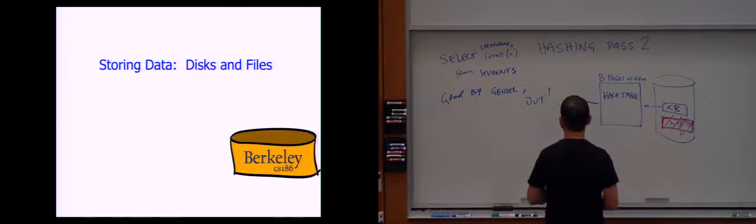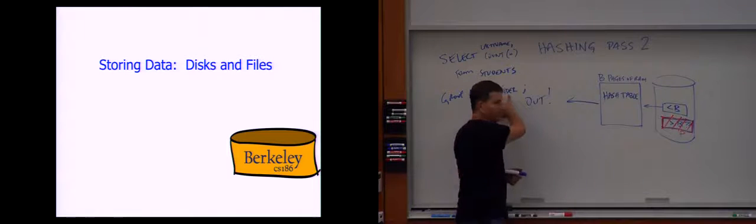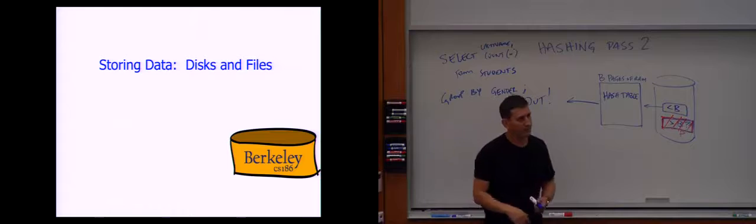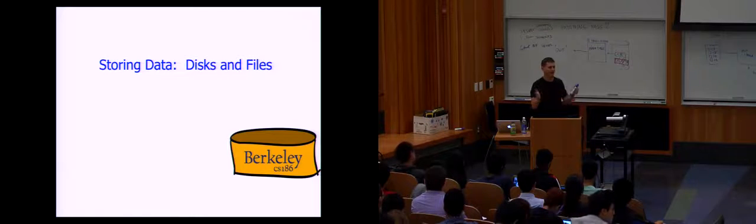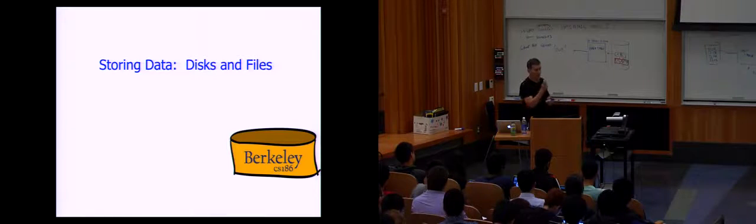Usually the query optimizer will know something about how many distinct values there are in a column and will choose appropriately what algorithm to use. But in the worst case, your implementation of hashing should at least detect this case: I'm unable to subpartition this anymore. And then maybe you call sorting on that partition. Okay?